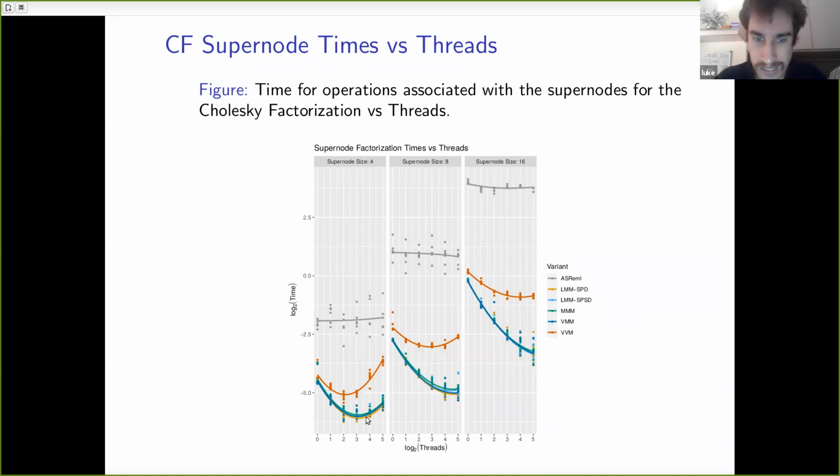For the supernodes, this happens even more. All of these are pretty much the same because of the symmetric multiplication, because the updating dominates everything. Only this one is worse because its back solution actually gets so bad that it makes a difference.